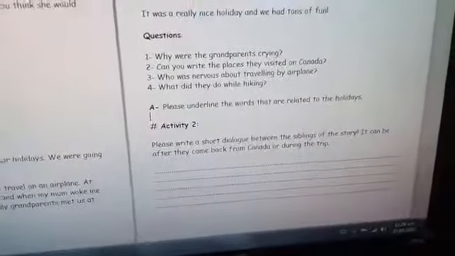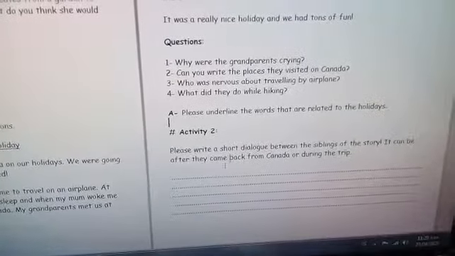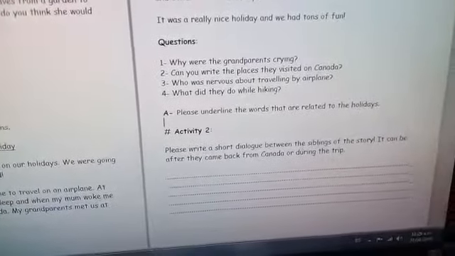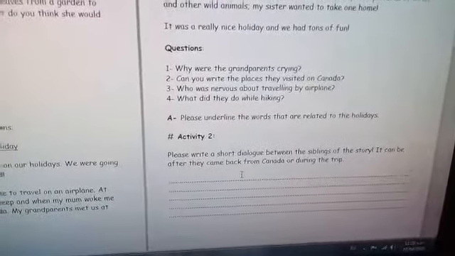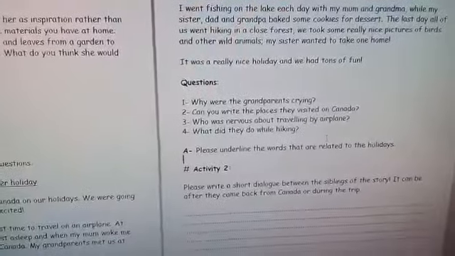And for the second activity, I'm asking you to write a short dialogue between the characters of the story. It can be after they came back from Canada or during the trip. You can use the questions as a guide for you to write some ideas.